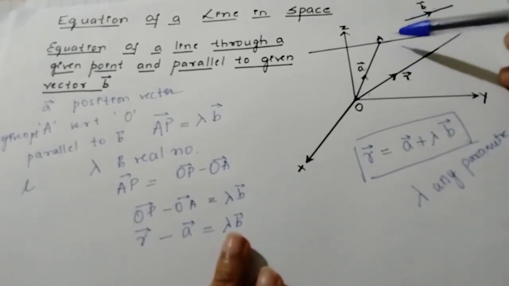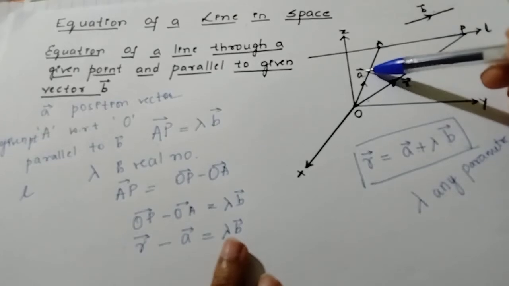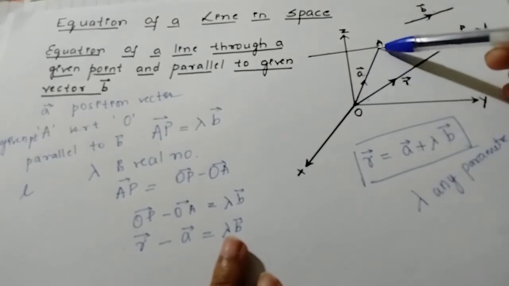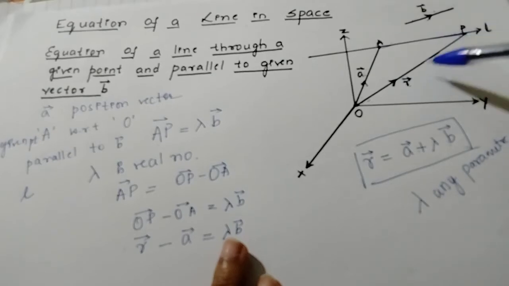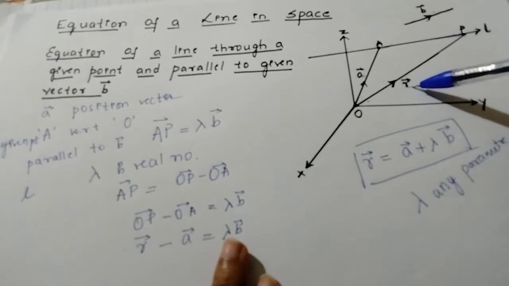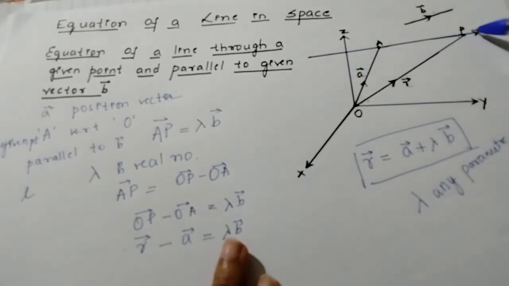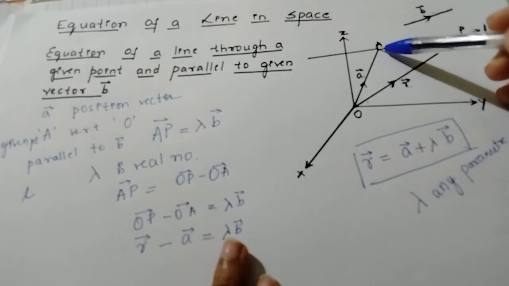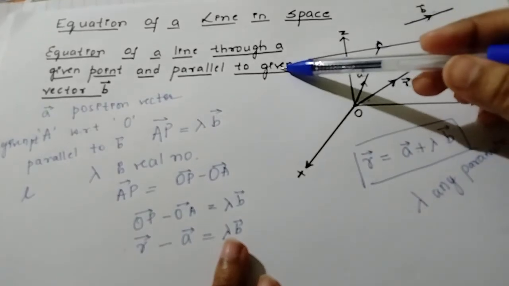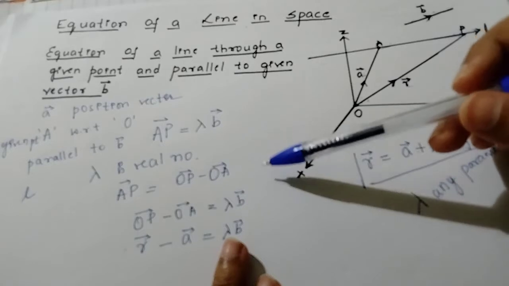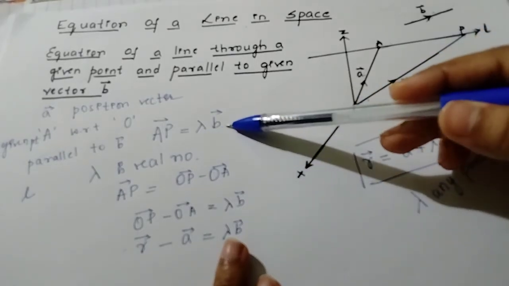I'll tell it once again. You are taking one position vector A with respect to the origin, which is known as A. Then this OP is one more position vector, P being any arbitrary point that you are taking, and this vector you have named R. You draw the line L which is passing through the point A. This line L should be parallel to the given vector B. Then the equation of the line becomes AP is equal to lambda times of B.